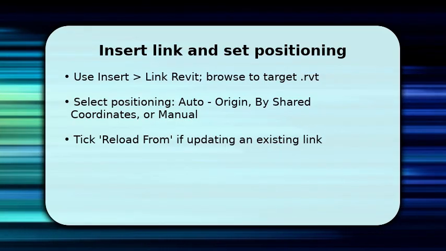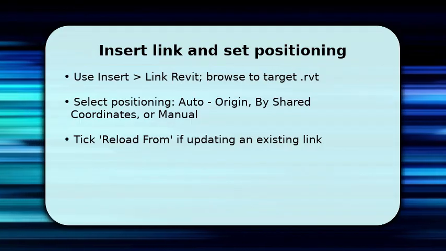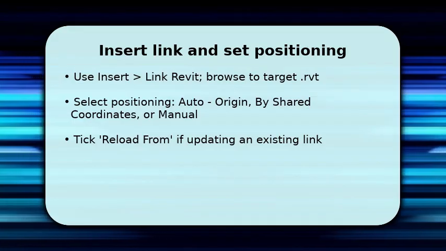When the dialog appears, pick the correct positioning option: Auto Origin for simple placement, by shared coordinates for coordinated site models, or manual to place visually. Check the options for current view/visibility and whether to preserve phase. Once linked, use Manage Links to control reloads and unloads, so your model remains synchronized and clean as you proceed.